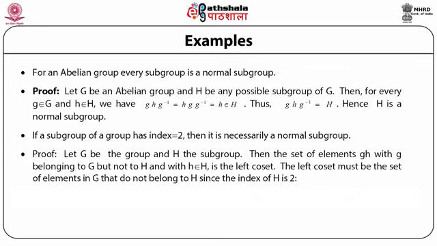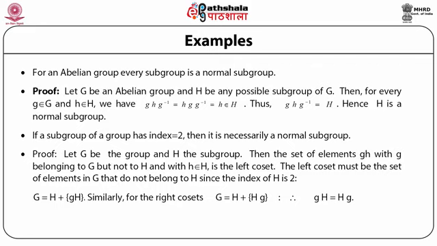The left coset must be the set of elements in G that do not belong to H, since the index of H is 2. Therefore, the group G is equal to H plus the set formed by gH. Similarly, for the right coset, the group G can be written as the subgroup H plus the set formed by Hg, and gH is equal to Hg.